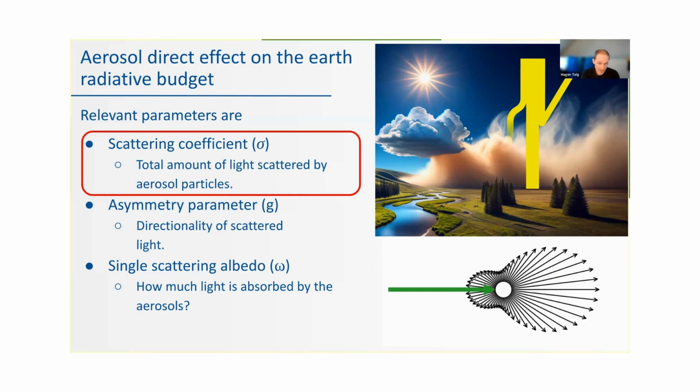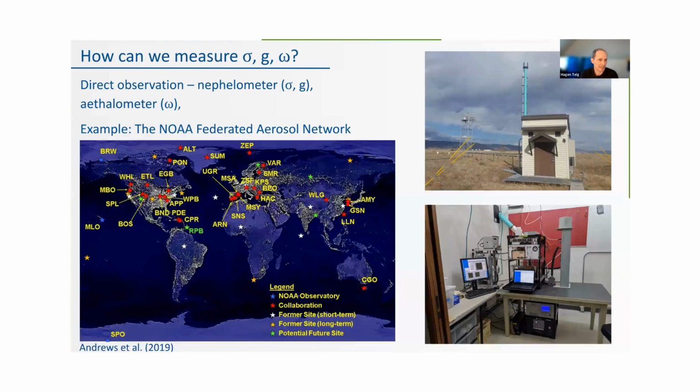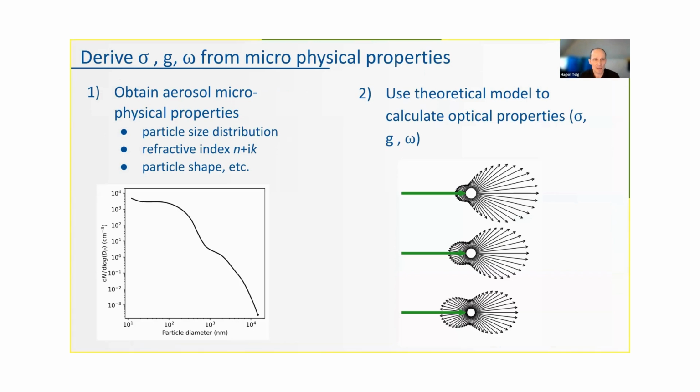In principle, you can measure those properties directly using nephelometers and aethalometers, and that is done all over the world on a routine basis. For example, the NOAA's Federated Aerosol Network, which is run or partially run by colleagues from my group, which does these type of measurements. But alternatively, you can also derive your optical properties more from the bottom up, where you use the microphysical properties of your aerosols.